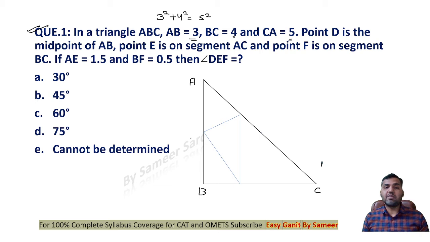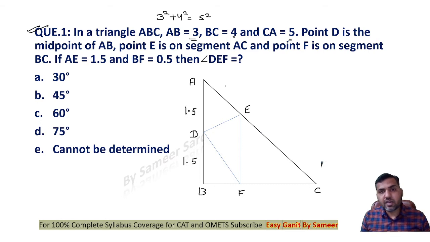The length of AB is 3 and point D is a midpoint of AB. When I say point D is a midpoint of AB, AB is 3 centimeter. Can I say this length will be 1.5? This length will be 1.5, right? Point E is on the segment AC. This is E. Point E is on the segment AC and point F is on the segment BC.